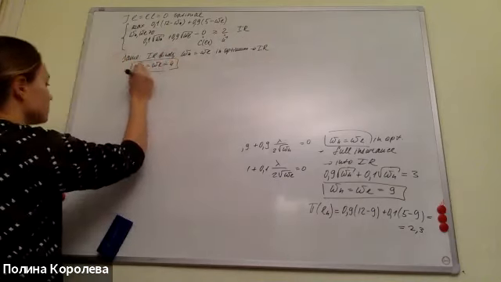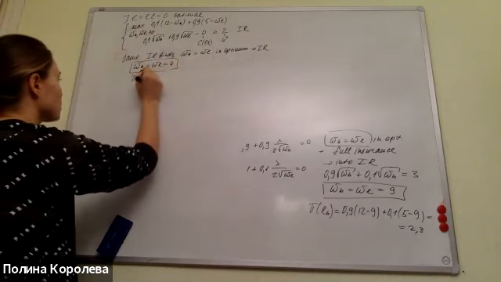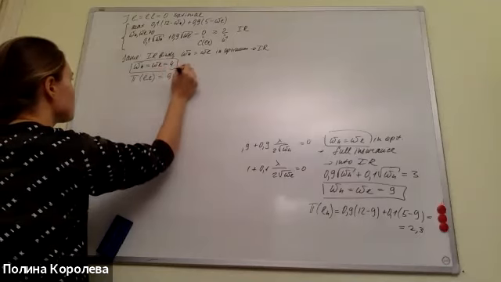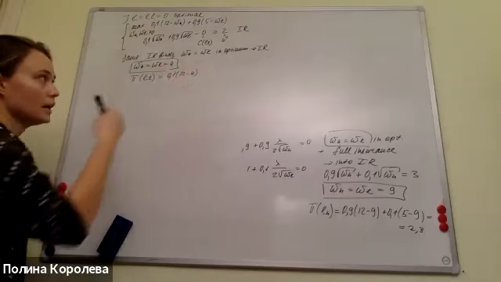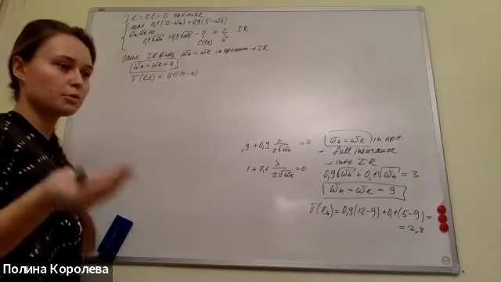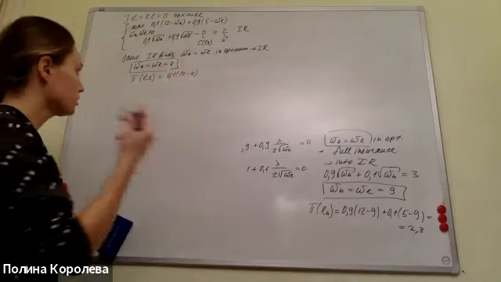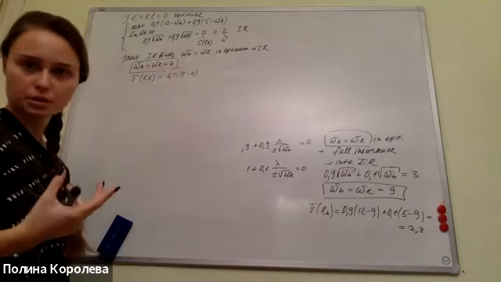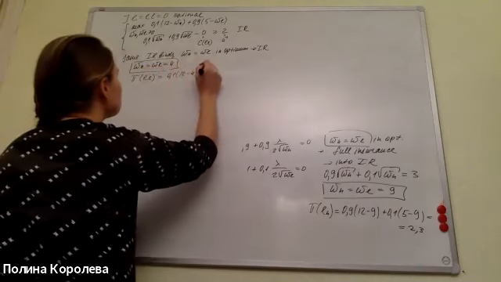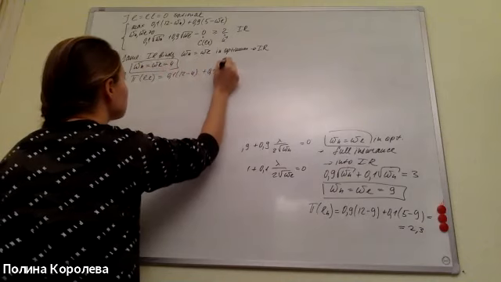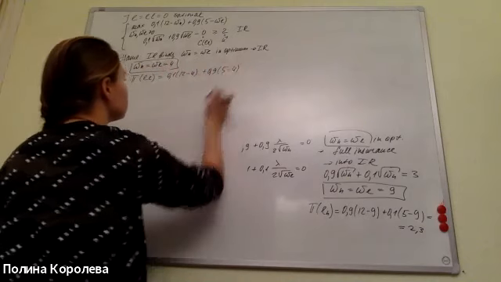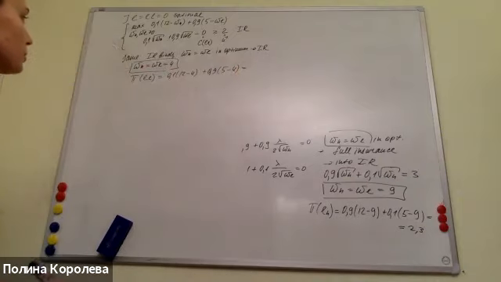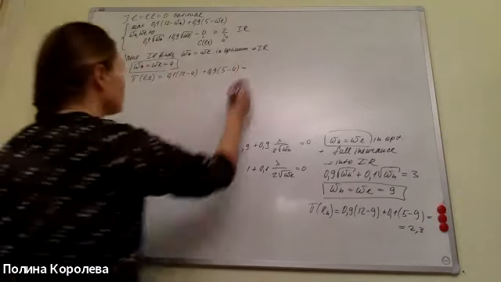So let's count the profit. If we want low efforts from our worker, it will be equal to 0.1 times (12 minus 4). If we need low efforts from our worker, we can pay him less. Yes, we can lower the costs. Plus 0.9 times (5 minus 4). And this, if we count, is 0.8 plus 0.9, 1.7.